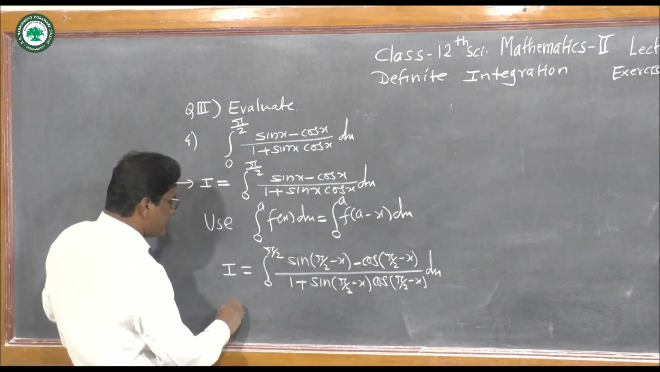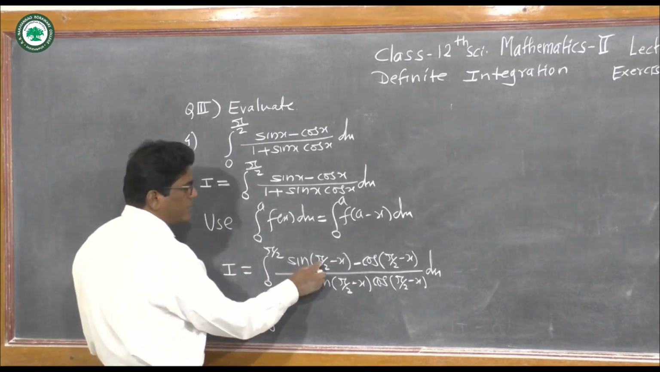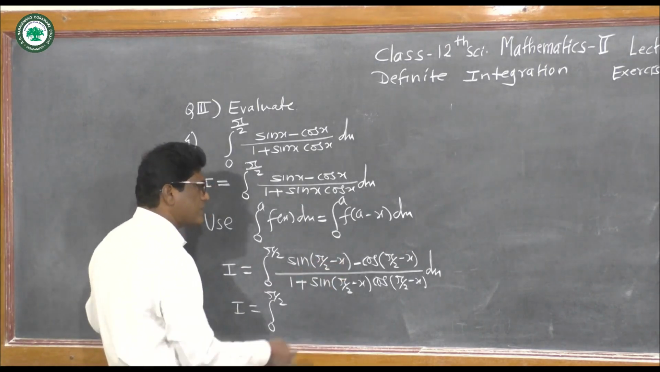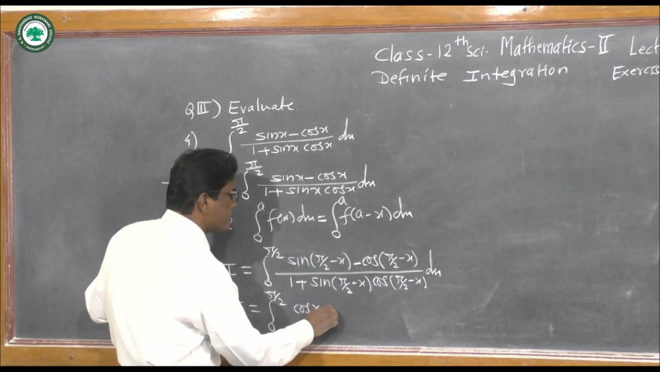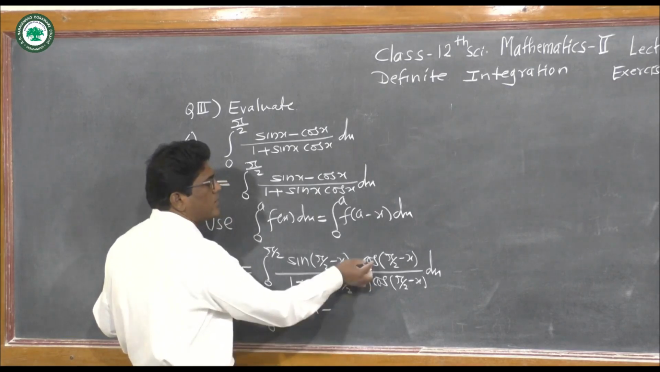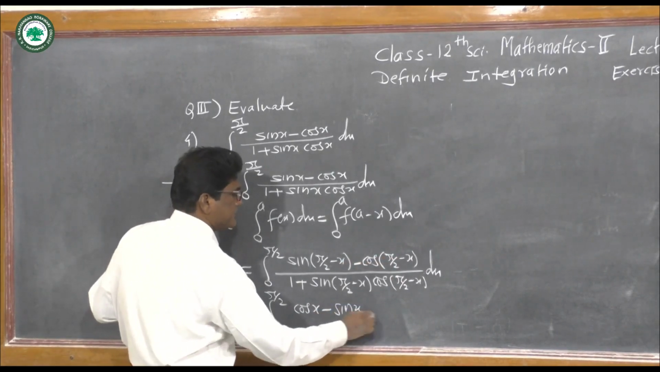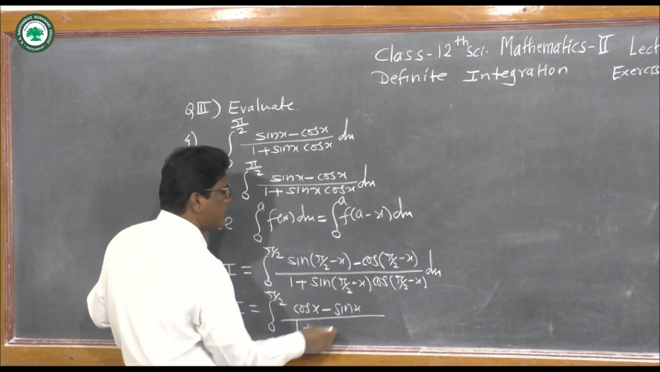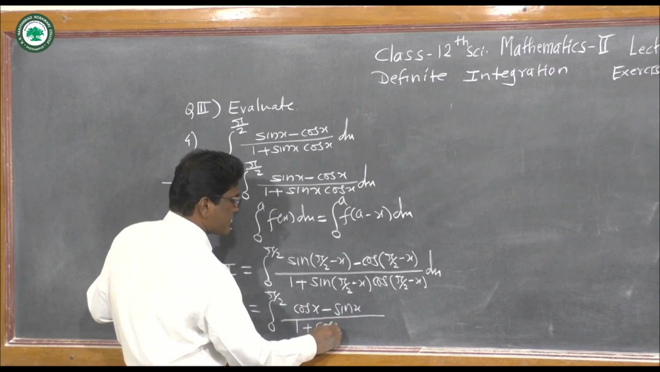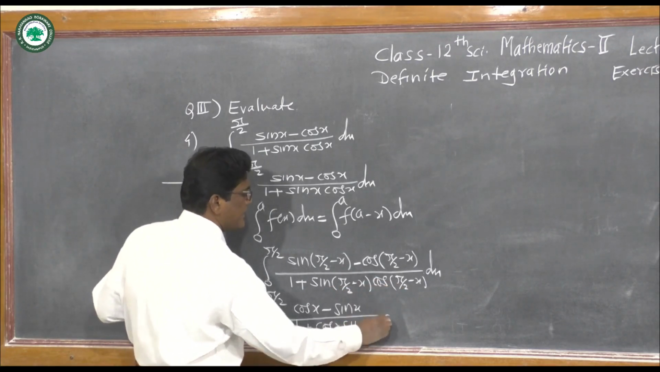So we get I is equal to integration 0 to pi by 2 as it is, and sine of 90 minus theta, it is cos theta. So theta is here x. So here it is cos x minus cos of 90 minus x, it is sin x, divided by this one as it is, plus here sin 90 minus x, that is cos x, here cos 90 minus x, sin x dx.